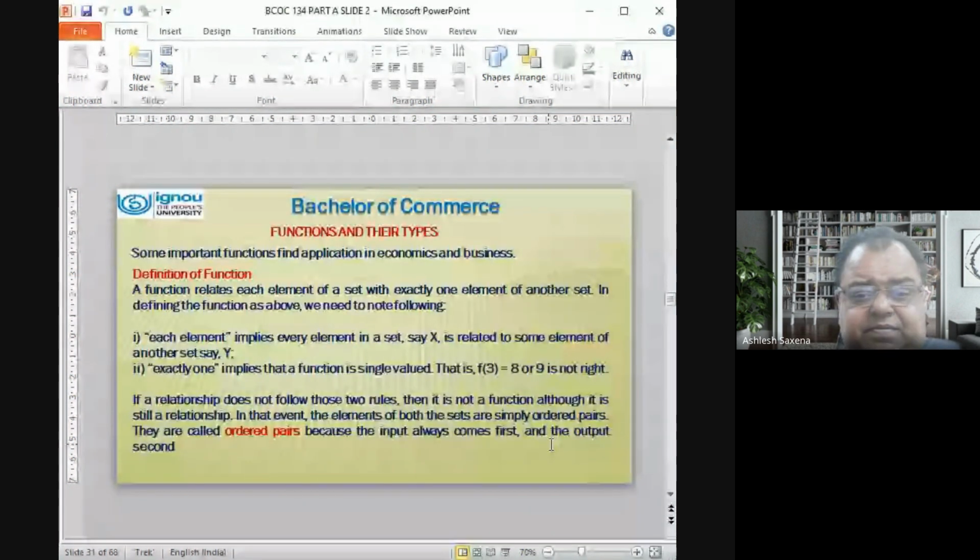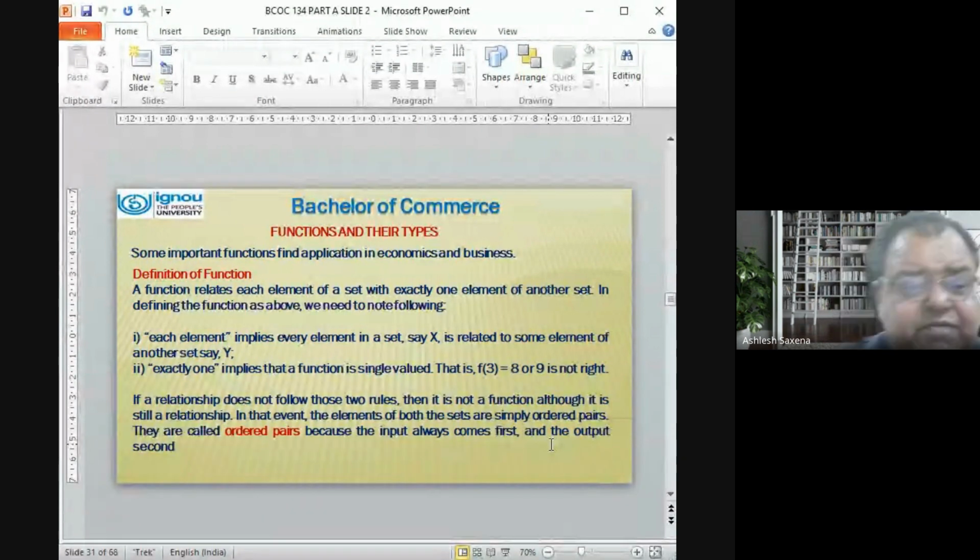Now functions and their types. Some important functions and applications in economics and business. What is the definition of a function? A function relates each element of a set with exactly one element of another set.